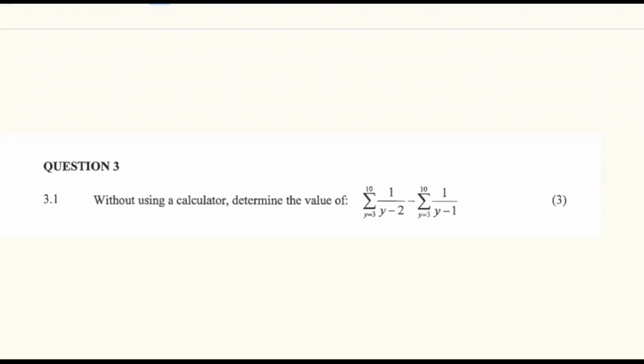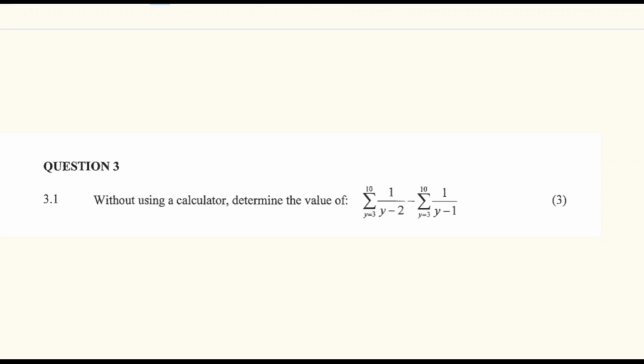My name is Bino. In this video, we go through the following question which is based on number series. Question 3.1: without using a calculator, we determine the value of the sum of 1 divided by y minus 2 from y equals 3 up until 10, minus the sum of 1 divided by y minus 1 from y equals 3 up until y equals 10.